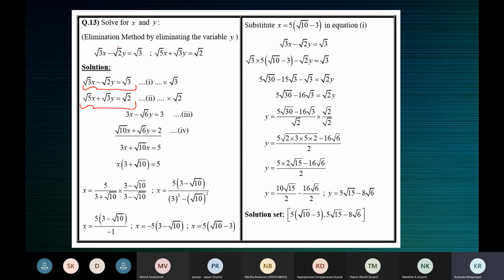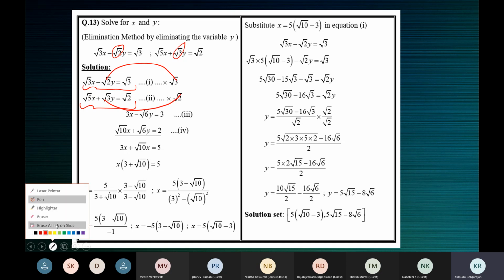Okay, now the coefficients, you want to eliminate y. So the coefficients are root 2 and root 3. So you multiply the first equation with root 3, the second equation with root 2, like you're exchanging the coefficients and multiplying. Then both will become root 6. Root 2 into root 3 is root 6. Root 3 into root 2 is root 6.